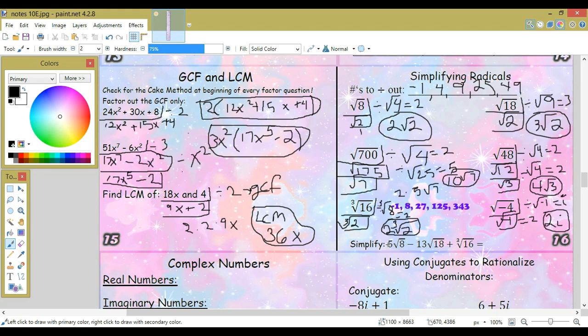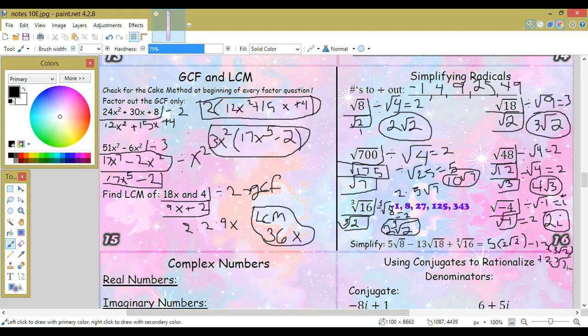Simplify. 5 square root 8 minus 13 square root 18 plus the cube root of 16. Using these worked out examples from above, let's go ahead and fill those in. As of right now, we can't add these terms together because they do not have the same radical. So we have 5 parentheses 2 square root of 2 minus 13 parentheses 3 square root of 2 plus 2 cube root 2.